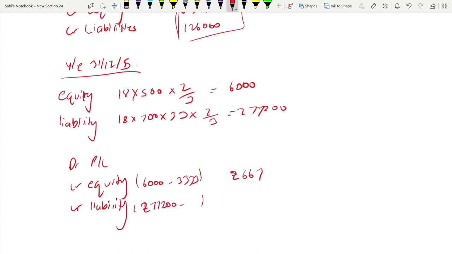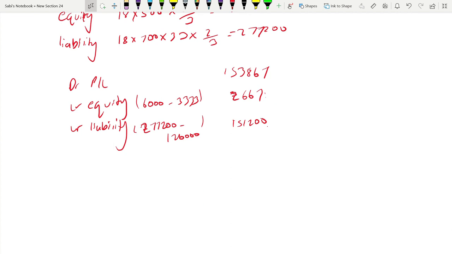277,200 minus 126,000, 151,200. So when you add up this debit and the credit, sorry, equity and liability, P&L will be 153,867.